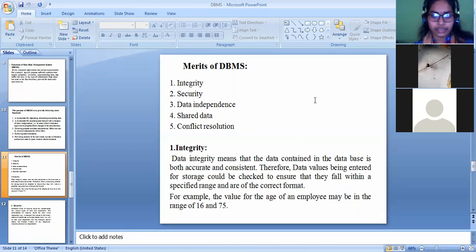For example, the value for the age of an employee may be in the range between 16 and 75. In between we can enter a value. We can enter 48, it will be taken. If we enter 76, it cannot be taken as the age of an employee.